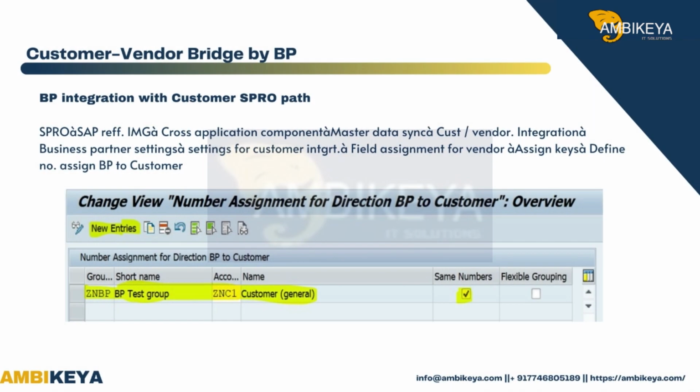BP integration with customer. SPRO path: SPRO, SAP reference IMG, cross-application component, master data sync, customer/vendor integration, business partner settings, for customer integration, field assignment for customer. Assign keys, define number, assign BP to customer.